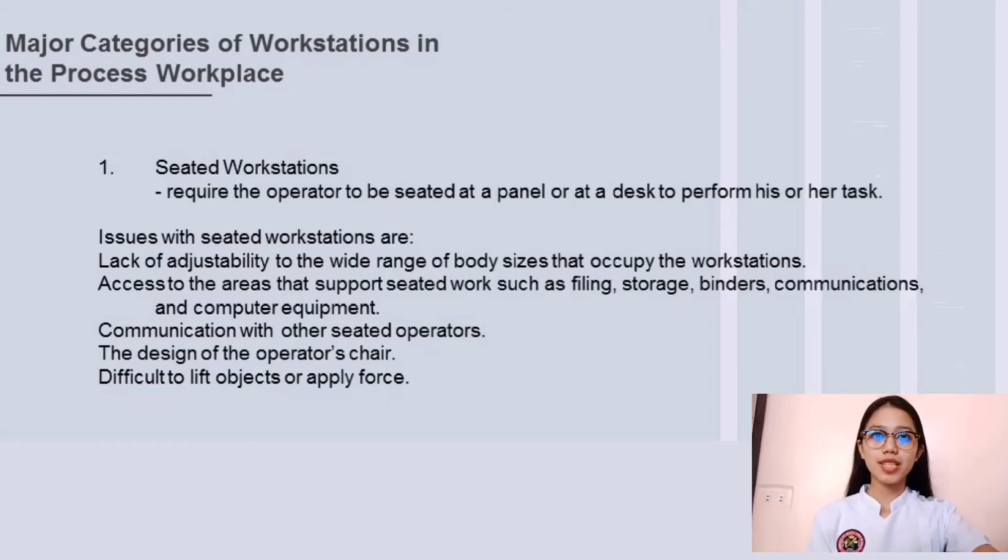First is the seated workstations. It requires the operator to be seated at a panel or at a desk to perform his or her task. Issues with seated workstations are lack of adjustability to the wide range of body sizes that occupy the workstations, access to the areas that support seated work such as filing, storage, binders, communication, and computer equipment, communication with other seated operators, the design of the operator's chair, and difficulty to lift objects or apply force.